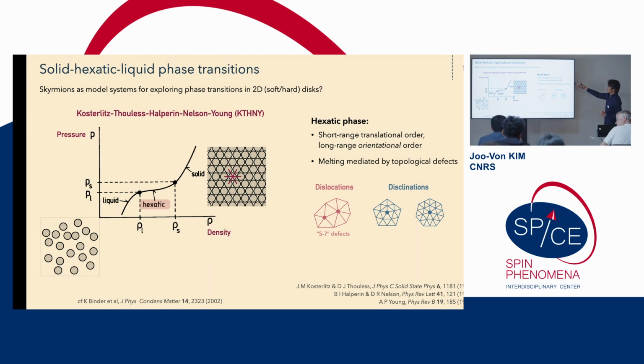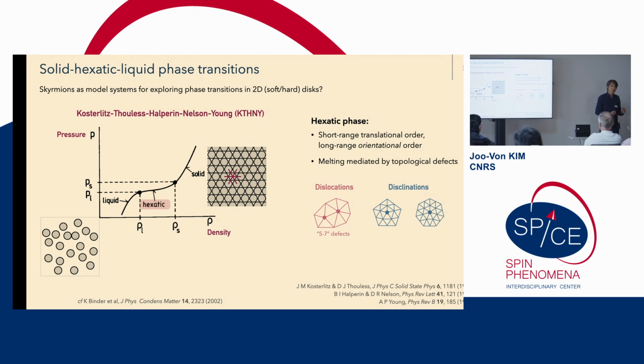And intrinsically, this melting is mediated by topological defects. By that I mean defects in the lattice structure itself, not skyrmions or anything like that. These can be dislocations and disclinations. Typically what we see a lot in these dislocations is that whereas here each site has 6 nearest neighbors, dislocations are dominated by these 5-7 defects where one site has 5 nearest neighbors and its neighboring site has 7 nearest neighbors. And so we thought skyrmion lattices might be an interesting system to explore that.